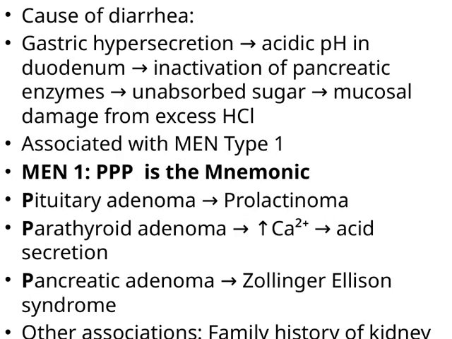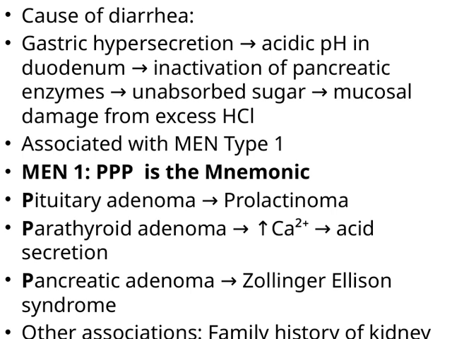Let's take a closer look at the causes of diarrhea, starting with gastric hypersecretion. When the stomach secretes too much acid, it leads to an acidic pH in the duodenum. This highly acidic environment can inactivate pancreatic enzymes, which are crucial for digestion. Without these enzymes functioning properly, sugars from our food aren't absorbed effectively, leading to unabsorbed sugars in the intestine. This unabsorbed sugar then draws water into the gut, resulting in diarrhea. Additionally, the excess acid can cause mucosal damage in the duodenum, further aggravating symptoms.